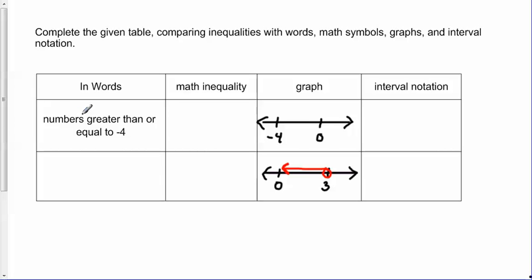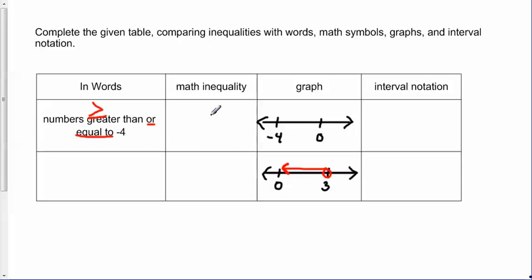The first example in our table gives us the inequality in words. It tells us we're looking for numbers greater than or equal to -4. And that "or equal to," we want to be sure that we pay attention to that part. So we know that greater than is this way. And when we see the "or equal to," that means we'll be dealing with the little half of an equal sign underneath that symbol.